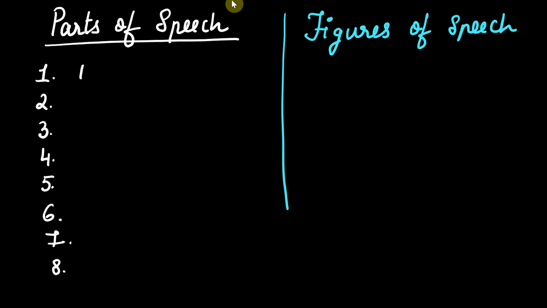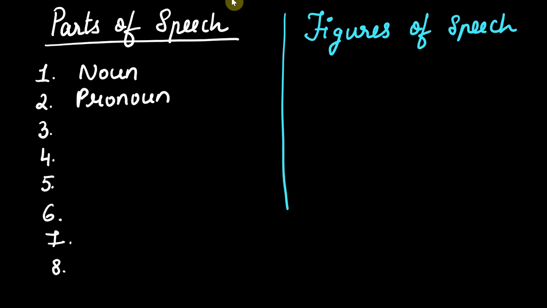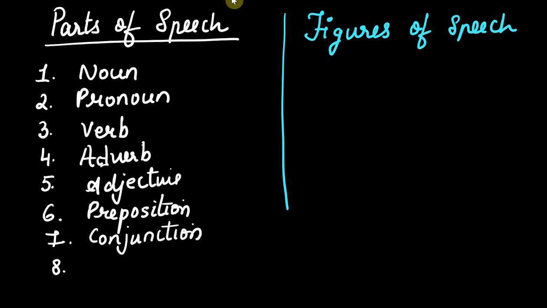First is noun, then we can write pronoun, then we'll have verb, adverb, then adjective, preposition, conjunction, and interjection. Okay, so total there are 8.